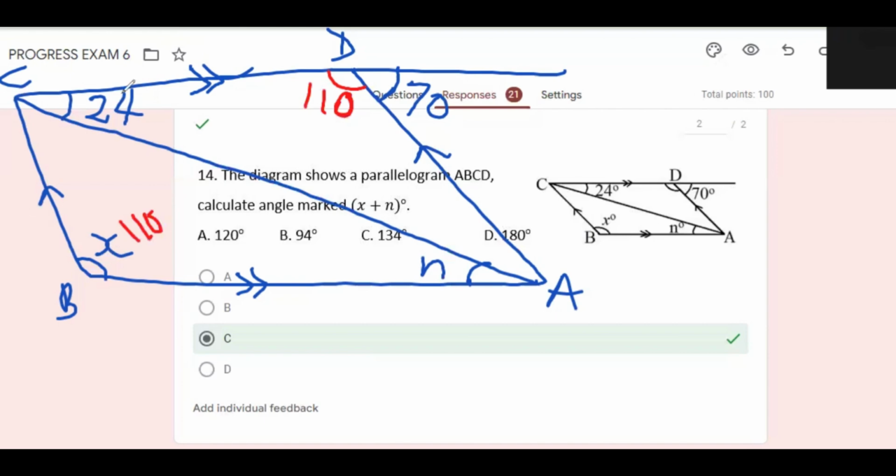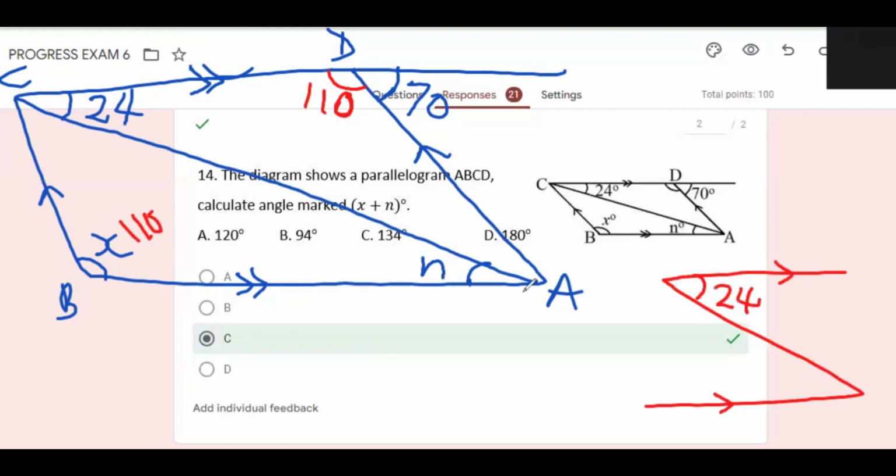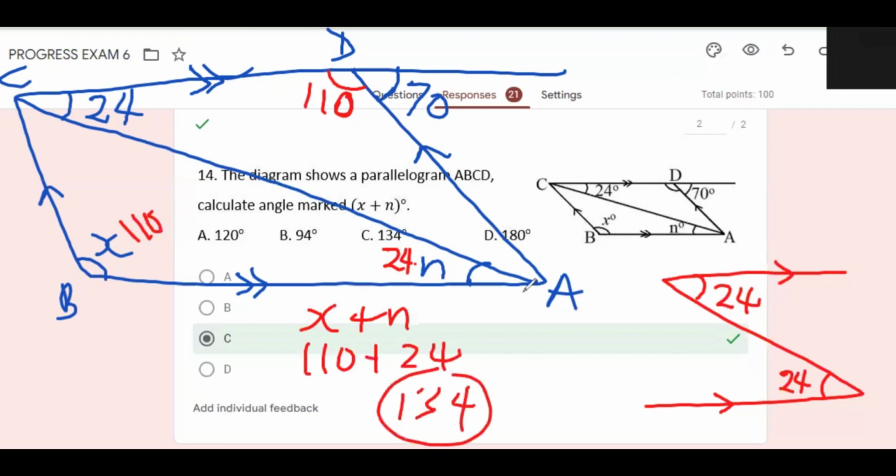Then, because this line CD is parallel to line BA, and we have this diagonal CA as a transversal, you think of something like this. This one is parallel to this. So the angle here, if it is 24, will also be 24 here. What reason is that? What theorem is that? Oh, alternating? Exactly. So this n is 24. So if you are now finding x plus n, that will be 110 plus 24, which is 134. C.